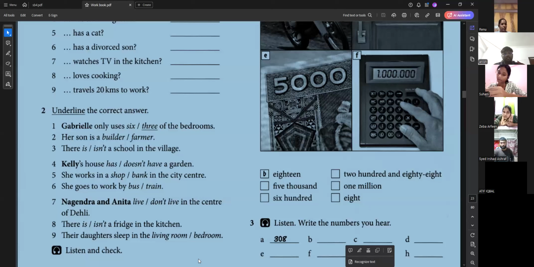Most of the time we live in the kitchen. It's a big kitchen. It's a big kitchen, guys. Okay. We eat and watch TV in there.